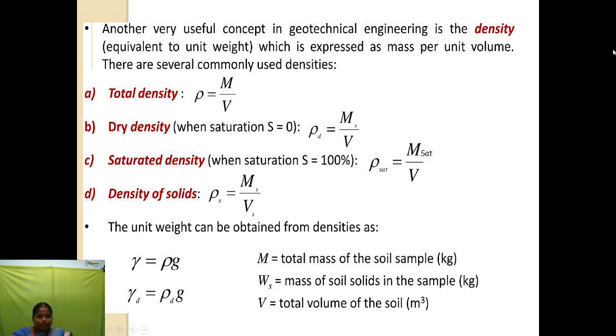Dry density is denoted by rho d, and saturated density is denoted by rho sat, which is mass of saturated soil divided by total volume. The density of solids is rho s, equal to mass of solids divided by volume of solids. So that formula should be used for the problems.